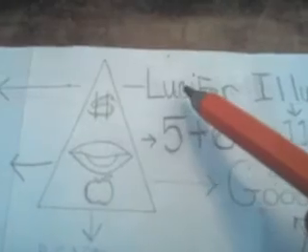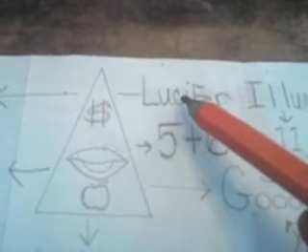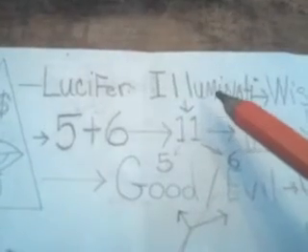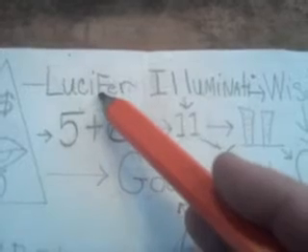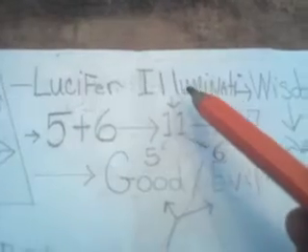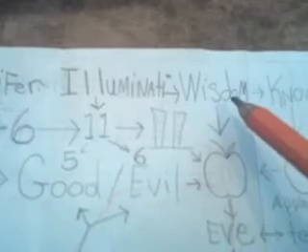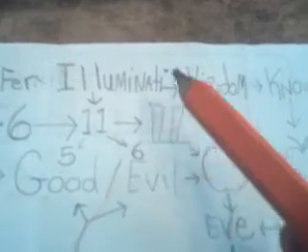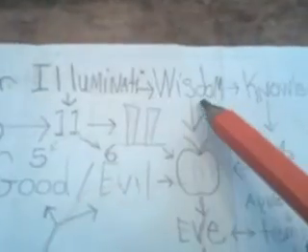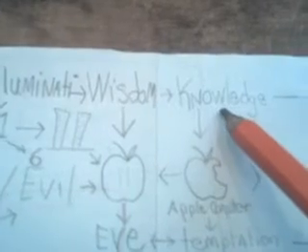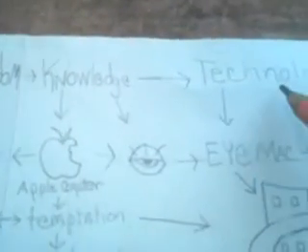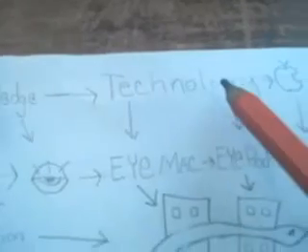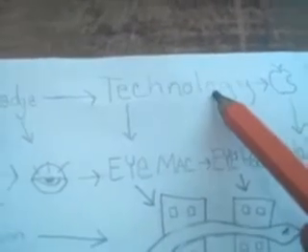So we have Lucifer, which originates from these symbols. Then we have the Illuminati, which secretly worship Lucifer. Lucifer literally means illuminated. Illuminati means wisdom. To be illuminated means wisdom. Wisdom is connected to knowledge and how you use it. Knowledge in its contemporary form comes to us as technology.